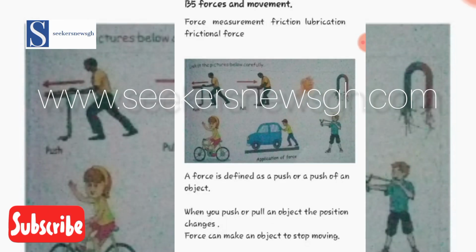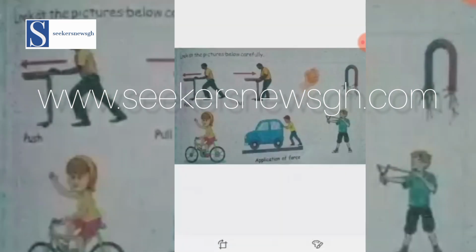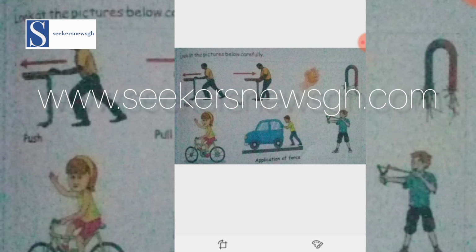Welcome to today's lesson. Today we're looking at forces and movements. Alright. So force measurement, friction, lubrication, and frictional force are our keywords. In the picture here, you can open your textbooks to follow the lesson.